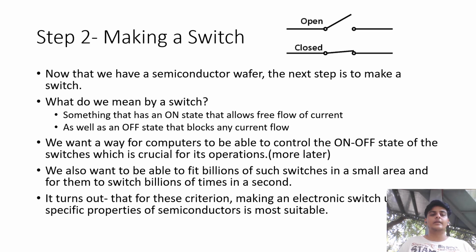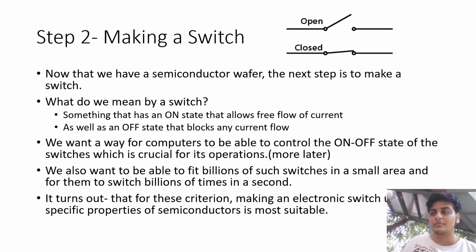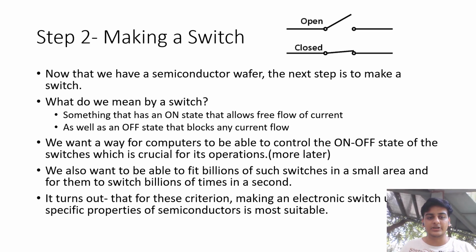Alright, so now that we have a semiconductor wafer, the next step is to use the properties of this semiconductor to make a switch. Why exactly we use semiconductors is something that we will talk about when we start studying their physics in more detail. But for now, it's just important to know that there are certain properties that a semiconductor has, which we are able to leverage to make it behave like a switch.